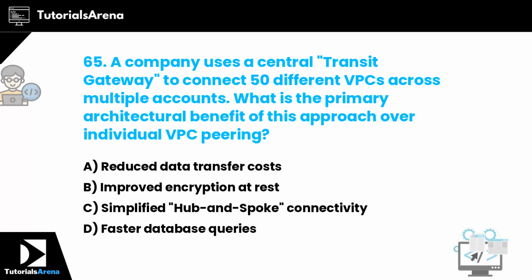65. A company uses a central transit gateway to connect 50 different VPCs across multiple accounts. What is the primary architectural benefit of this approach over individual VPC peering? Answer is C, simplified hub-and-spoke connectivity.